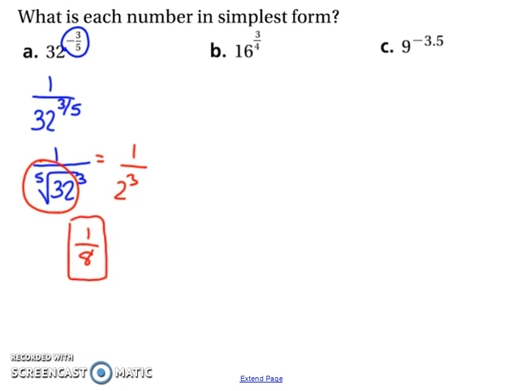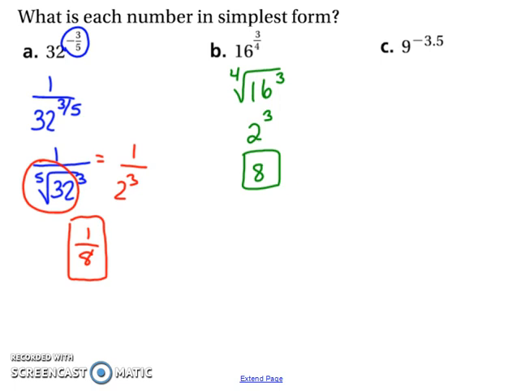So 16 to the 3/4. We're going to rewrite that as 16 cubed and take the 4th root. So the 4th root of 16 is 2, and then 2 cubed is going to give us 8. So you could do, again, 16 to the 3rd, and then take the 4th root.